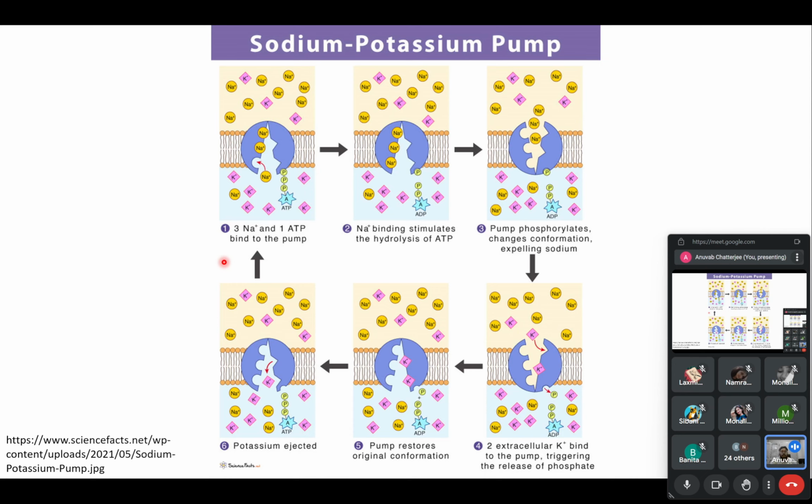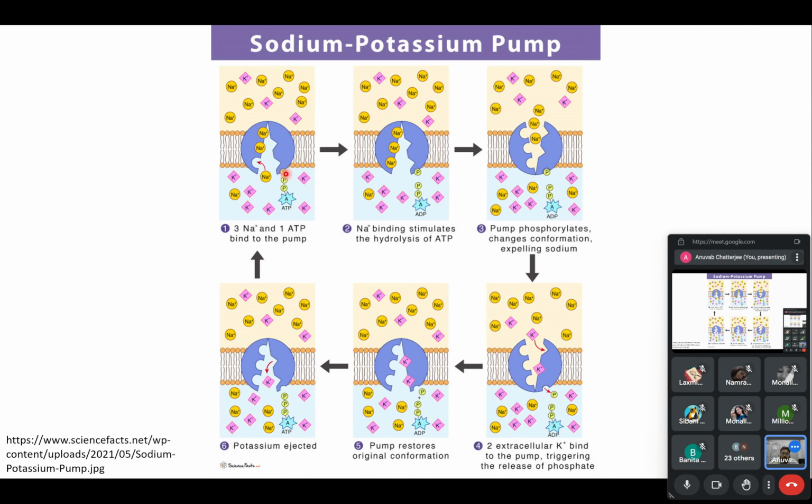We'll be looking at the sodium potassium pump because this will be coming up in our discussion regarding membrane potential. So we'll quickly go through this. The sodium potassium pump essentially exchanges 3 sodium ions for 2 potassium ions, and that is powered by ATP. So this is the entire phenomenon that occurs.